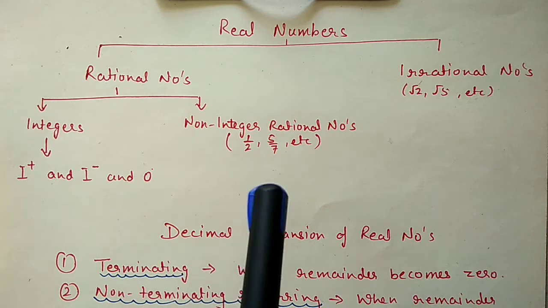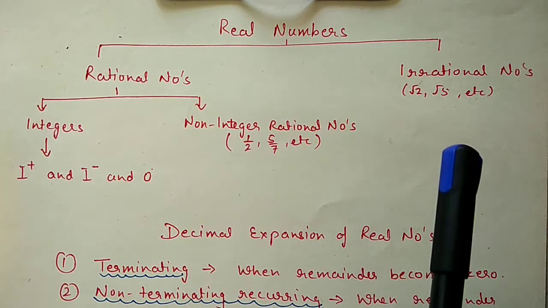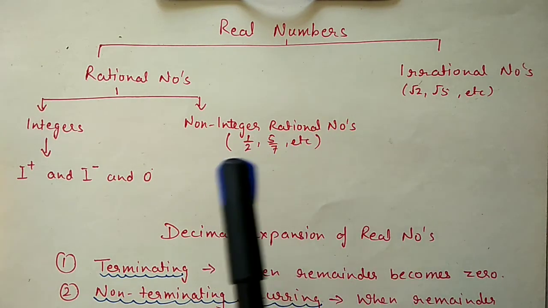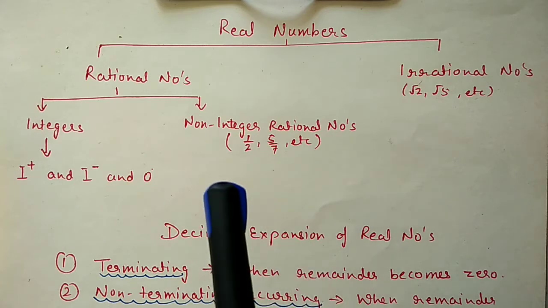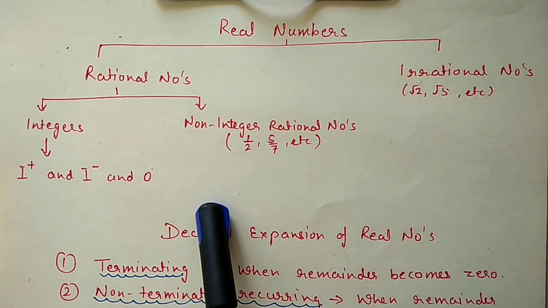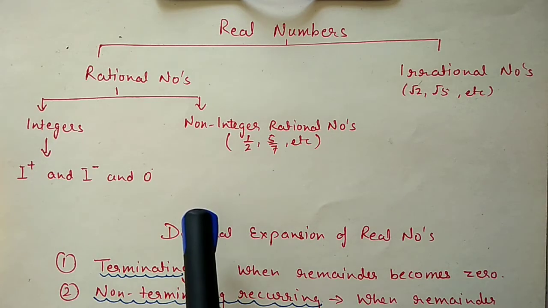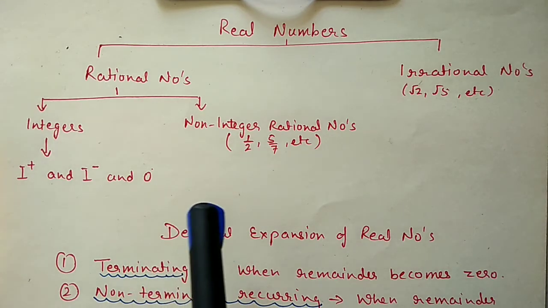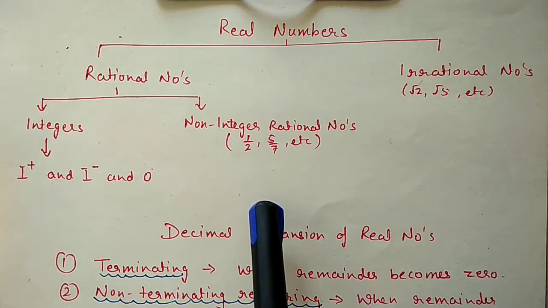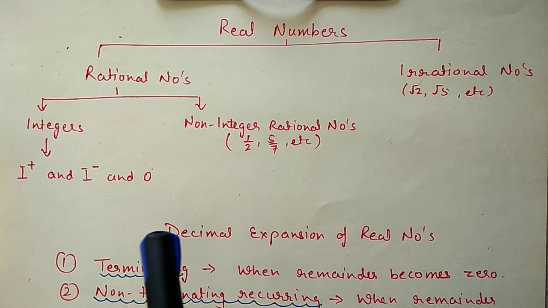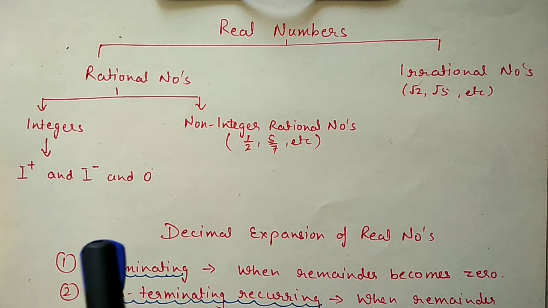Real numbers are closed under all four operations, which means if you add two real numbers, the answer will be a real number. If you subtract one real number from another real number, then also the answer will be a real number. Multiplication of real numbers also gives a real number, and the division of real numbers also gives a real number.